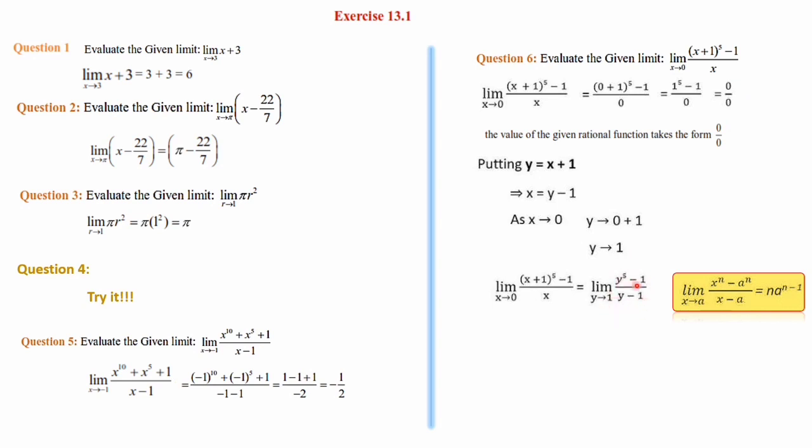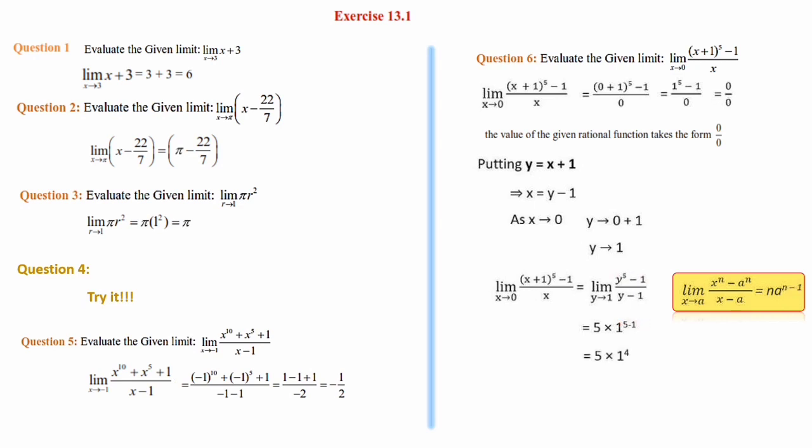x power n minus a power n divided by x minus a form. Here a power n, in the sense 1 power n, we can write 1 power n is 1 itself. So that is equal to n into a power n minus 1. Here n means the power, power is 5. So 5 into a power, a is here 1, so 1 power n minus 1, n is 5, so 5 minus 1.